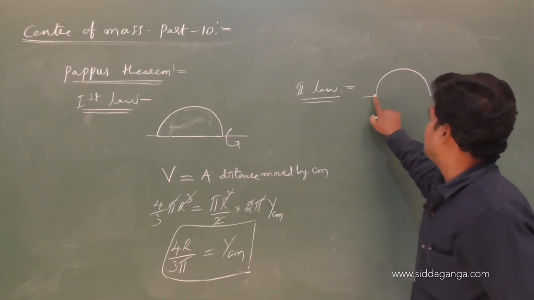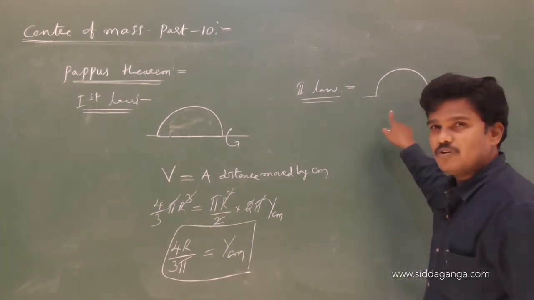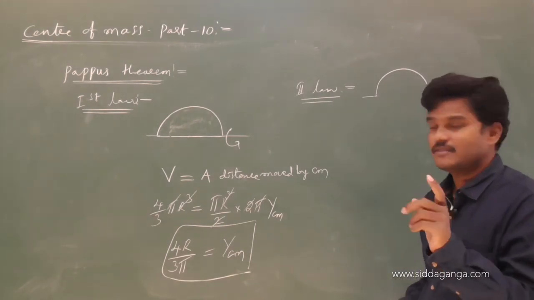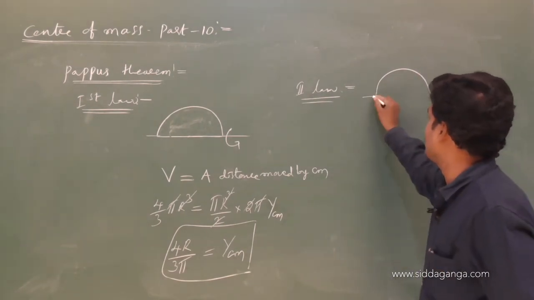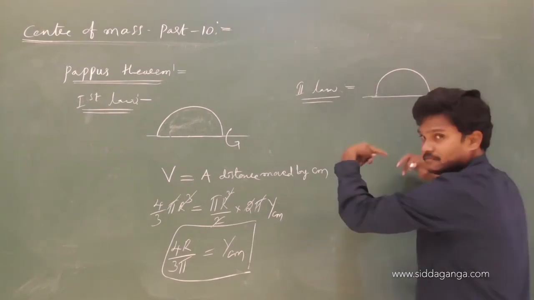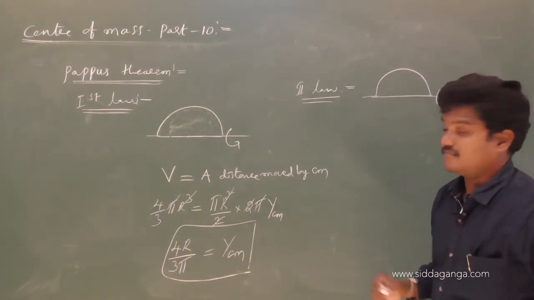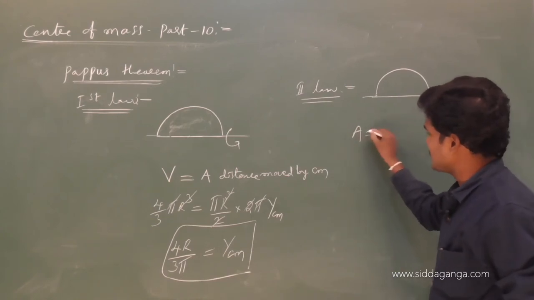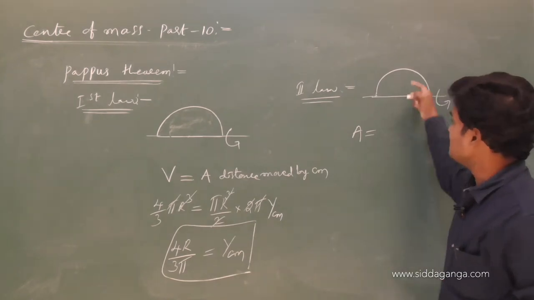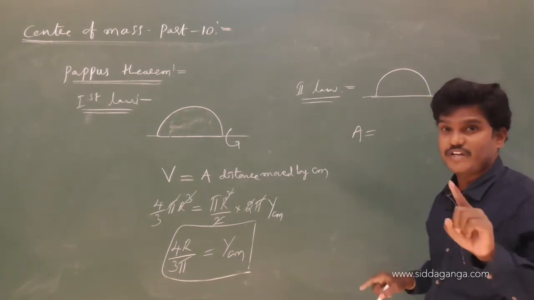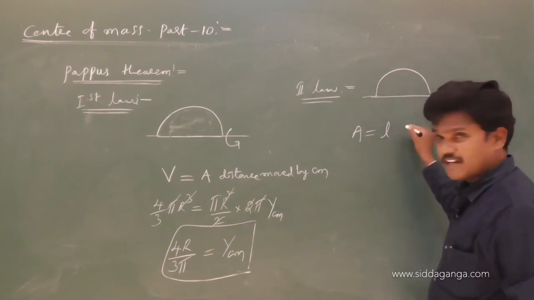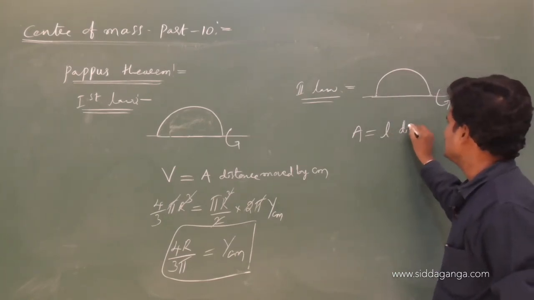If a curved line, this is a curved line, a semicircular wire, is rotated, the revolution of a semicircular wire about this axis, it is rotating like this, then what does it create? It will create some area. Area generated when a semicircular wire is rotated, and that area is equal to the length of the wire and the distance moved by the center of mass.